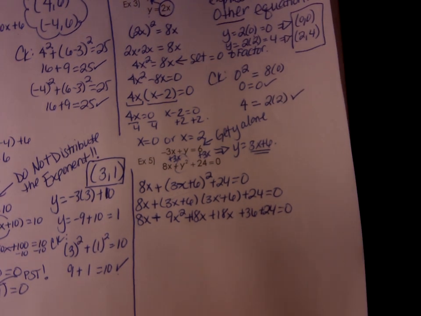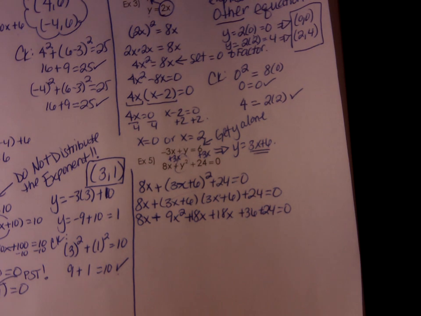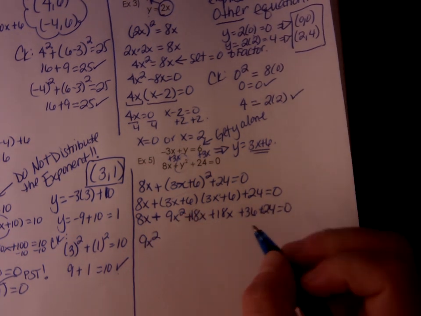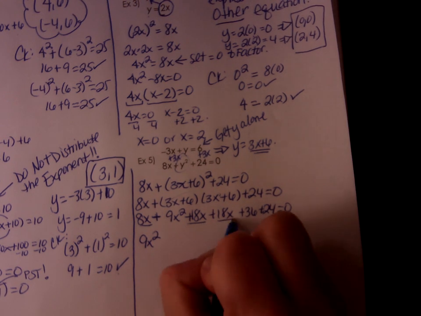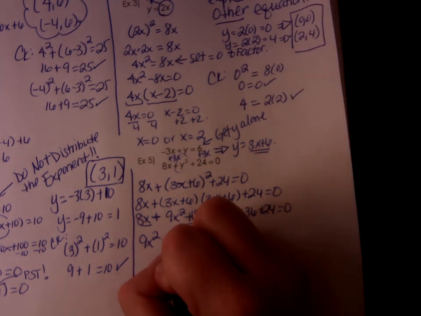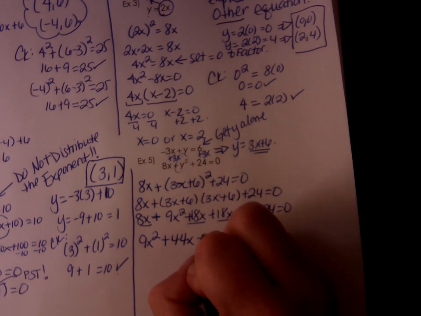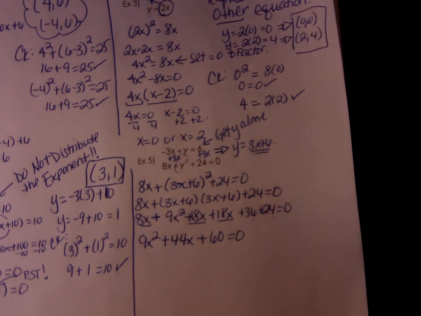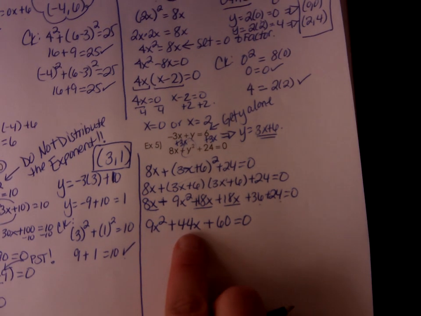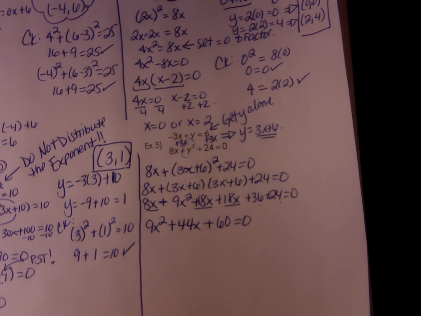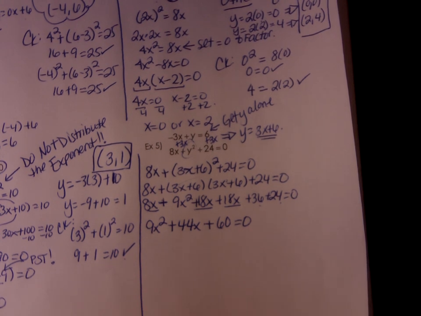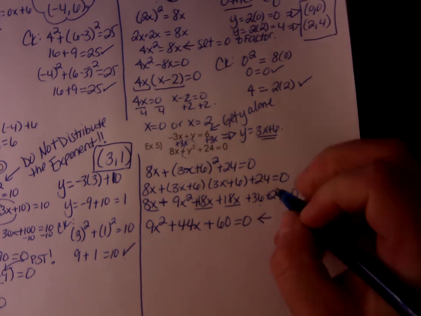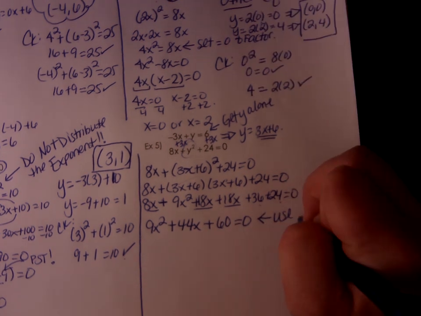Combining my like terms and putting it in standard form, we have 9x squared, 8x plus 18 plus 18, that is equal to 44, so plus 44x, plus 36 plus 24, that is equal to 60, is equal to 0. 9, 44, and 60 are not related to each other. And on top of that, if you were to really analyze this problem, you would find that it is not factorable. Therefore, when something is not factorable, no worries, you're going to use the quadratic formula.